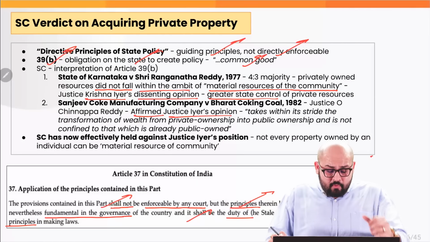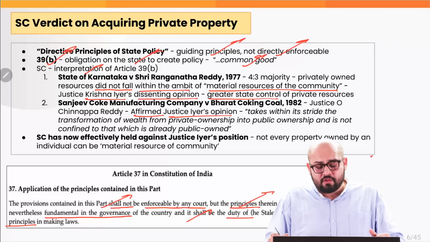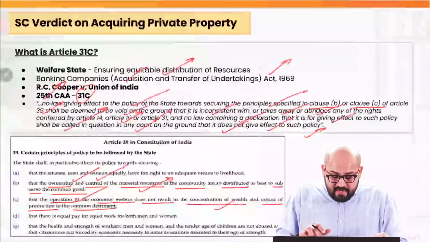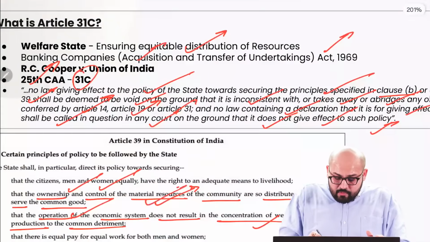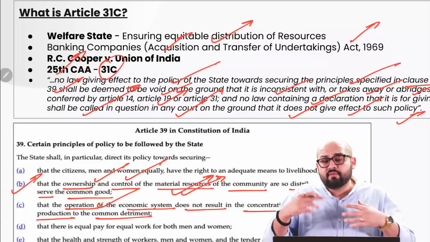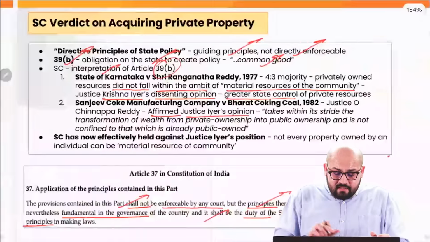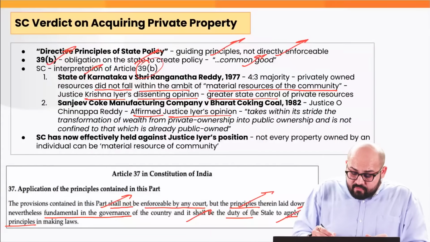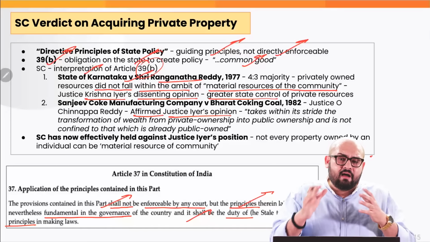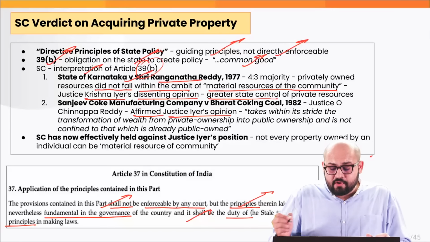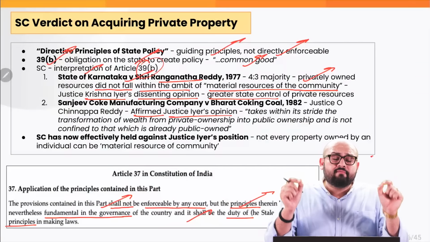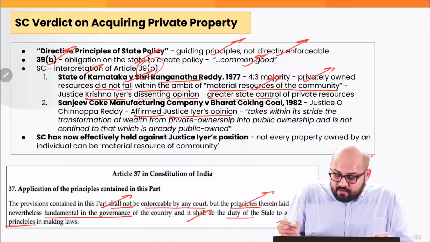Again, the Supreme Court has had different interpretations of this Article 39B, that is, the material resources of the community. So what we are trying to say is that the Supreme Court has had different interpretations with respect to the words material resources of the community. We had the very first case, the State of Karnataka versus Sri Ranganath Reddy of 1977, where a 7-judge bench, by a 4:3 majority, said that privately owned resources did not fall within the ambit of the material resources of the community.